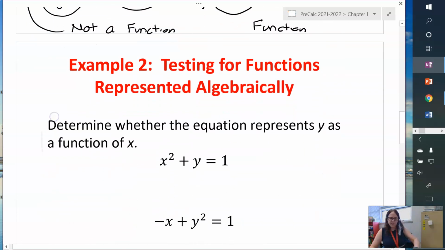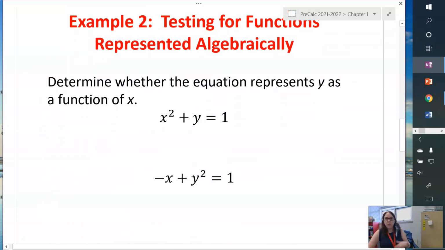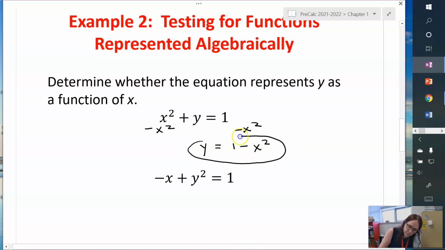All right, now we're going to test for functions algebraically. So I'm not going to use a graph and I'm not going to use a picture. I'm going to look just at the equation. And the first thing I want to do is rearrange my equation so that I have a y equals. So what I have to do for this one is subtract x squared from both sides. So I get y equals 1 minus x squared. That's this function rewritten.